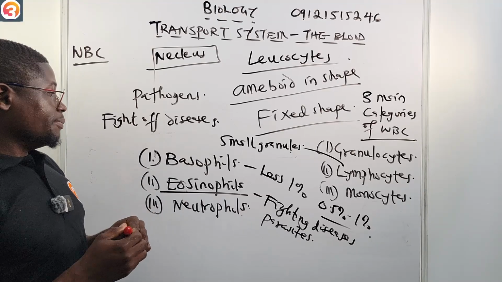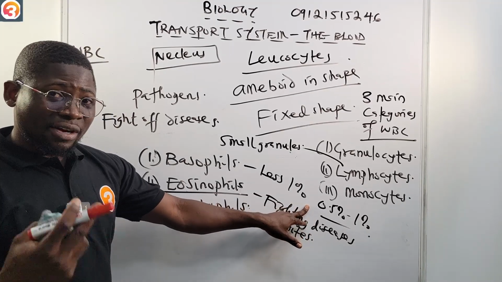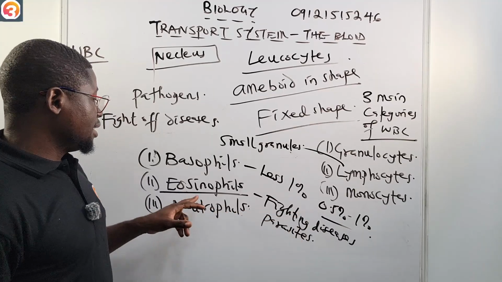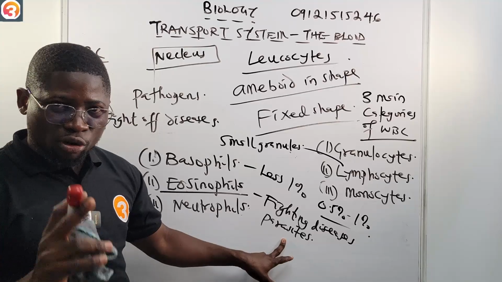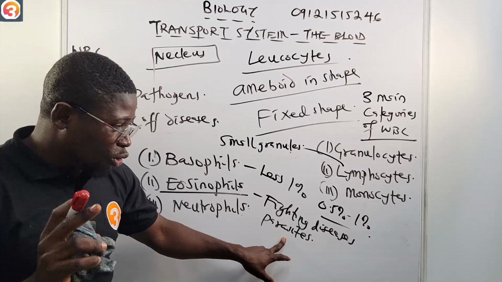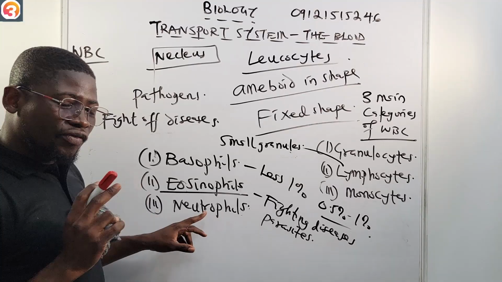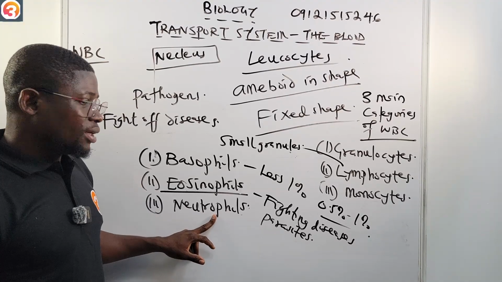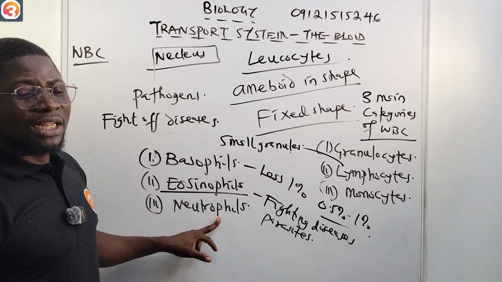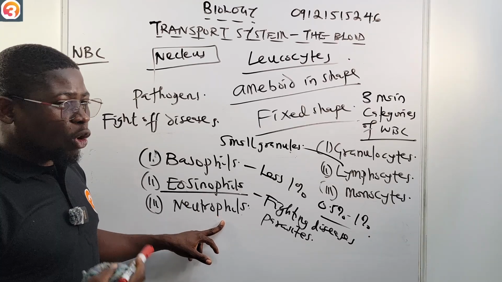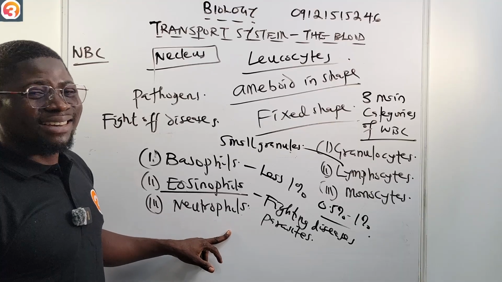So the basophils, less than 1%, and they increase after an allergic condition. The eosinophils are there for fighting diseases that parasites cause. Then the neutrophils, on the other hand, are more in number than all of these other types in the white blood cells, and their function also is to fight off bacterial infection.